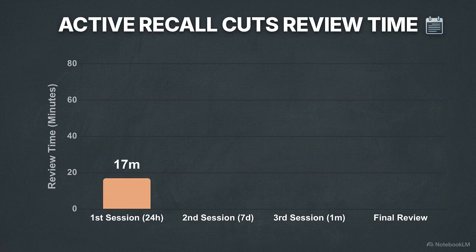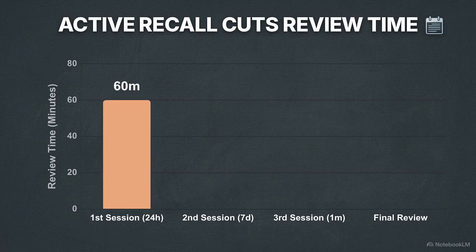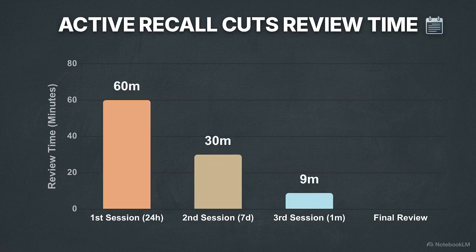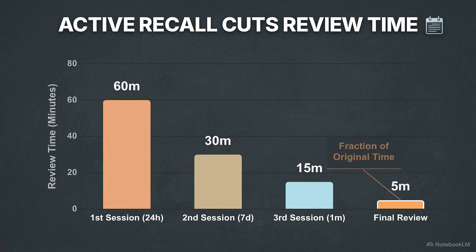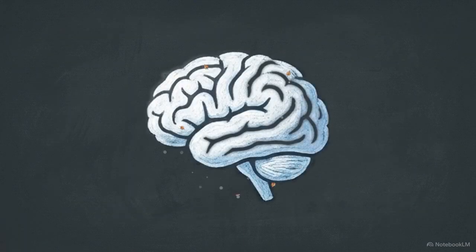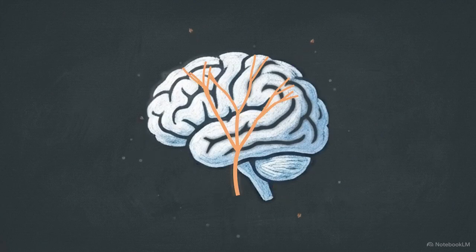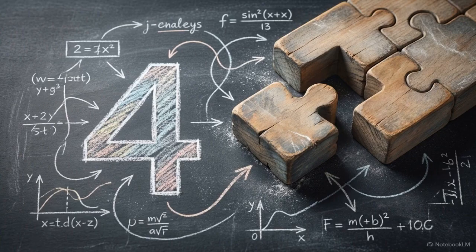While the first session might be time-consuming, the required effort drops significantly with each repetition. By the final review, you are maintaining a high level of recall in a fraction of the original time. Following these intervals signals to the brain that the information is essential. This prevents the brain from identifying your hard work as noise and discarding it. The fourth step is contextual application.